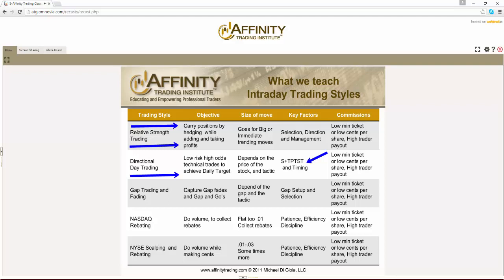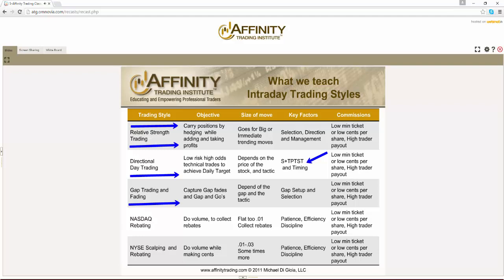Gap trading and fading is my favorite style of trading. It's my specialty. Okay, you look to capture gaps and gap fades, gap and goes. Already mentioned one great gap and go was the GDX and the Nugget. I call it NUGT. Okay, that was on some gold stocks.